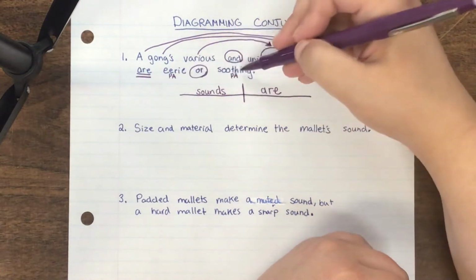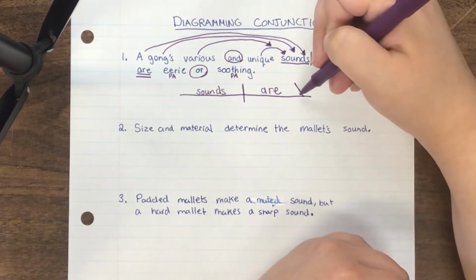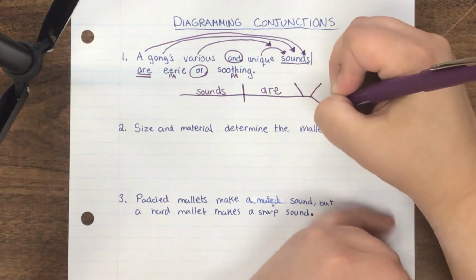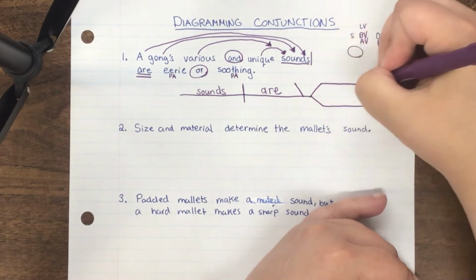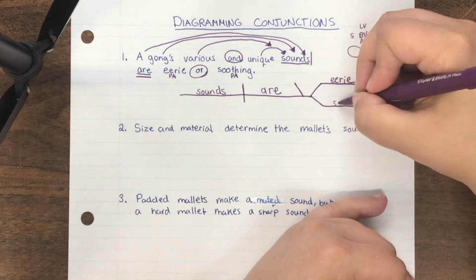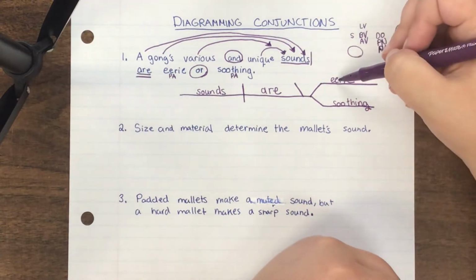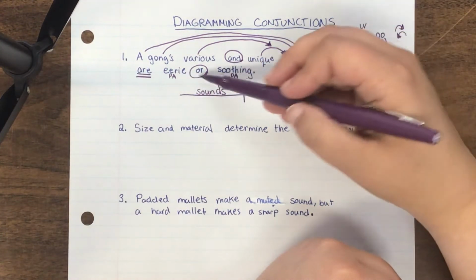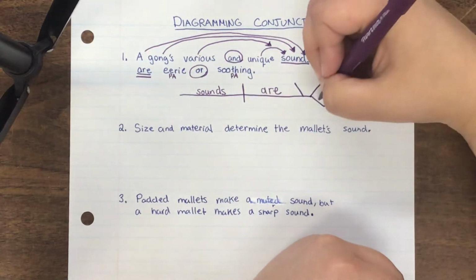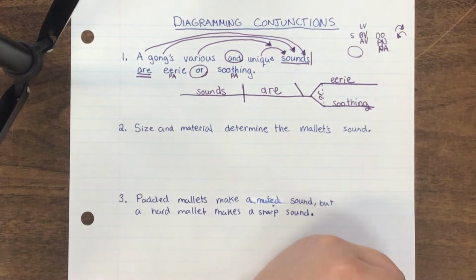Now to add in the predicate adjectives, I'm going to put a slanted line. Anything that's predicate has a slanted line. And the problem is there's two of them, so I'm actually going to have to branch off here and put both of them on separate lines. So I'm going to put eerie on the top, and I'm going to put soothing on the bottom, just like that. And those two words, eerie and soothing, are connected to each other by that or. So that or is going to go on a dotted line right between them, like this. Eerie or soothing, just like that.